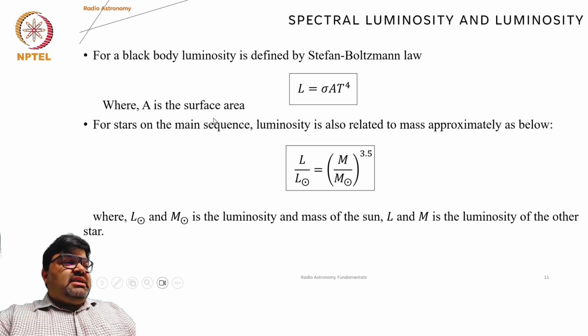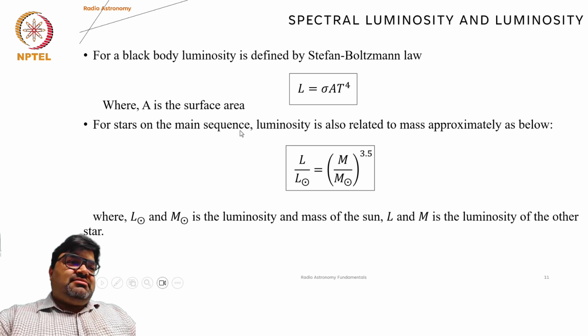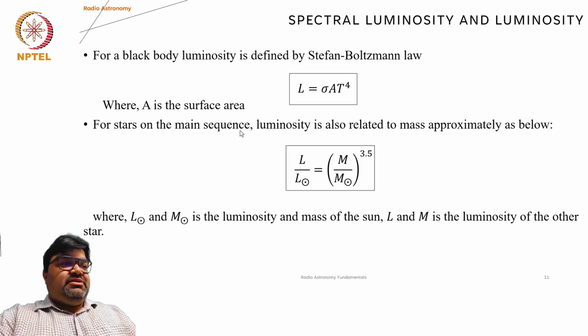For stars which are lying on the main sequence, that's a particular class of stars, luminosity is also related to the mass appropriately. So L and M, the luminosity and the mass, have a specific relationship. So L over L solar.